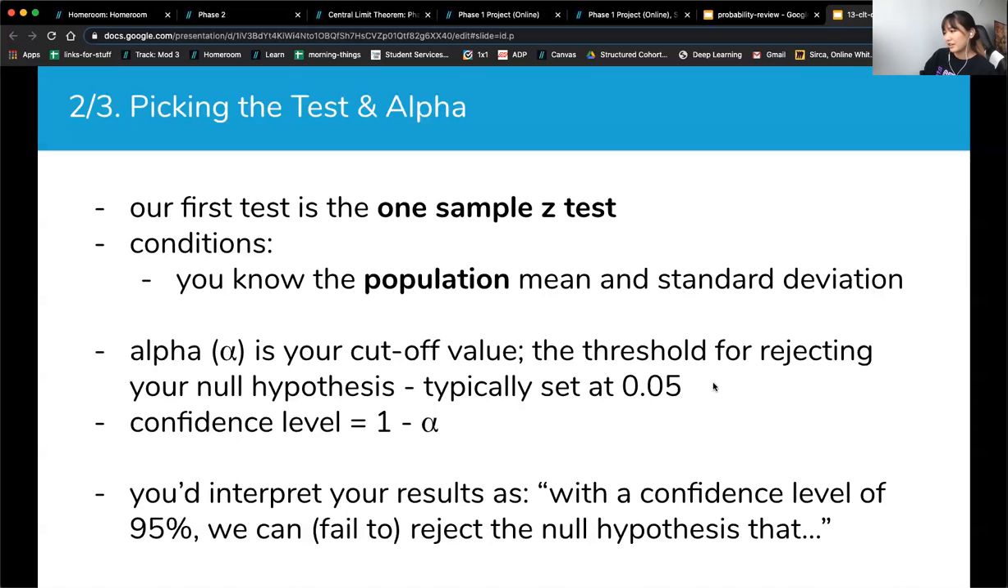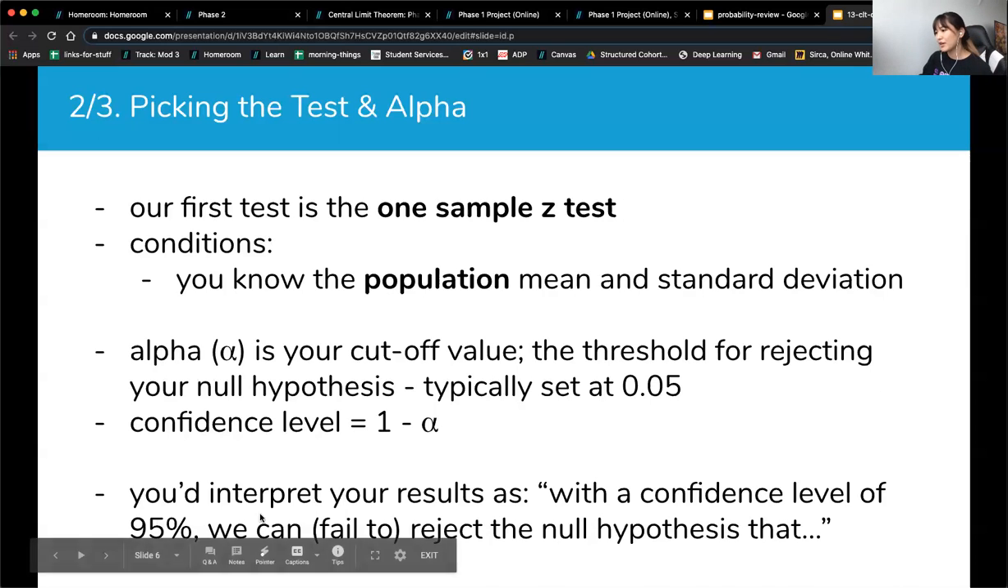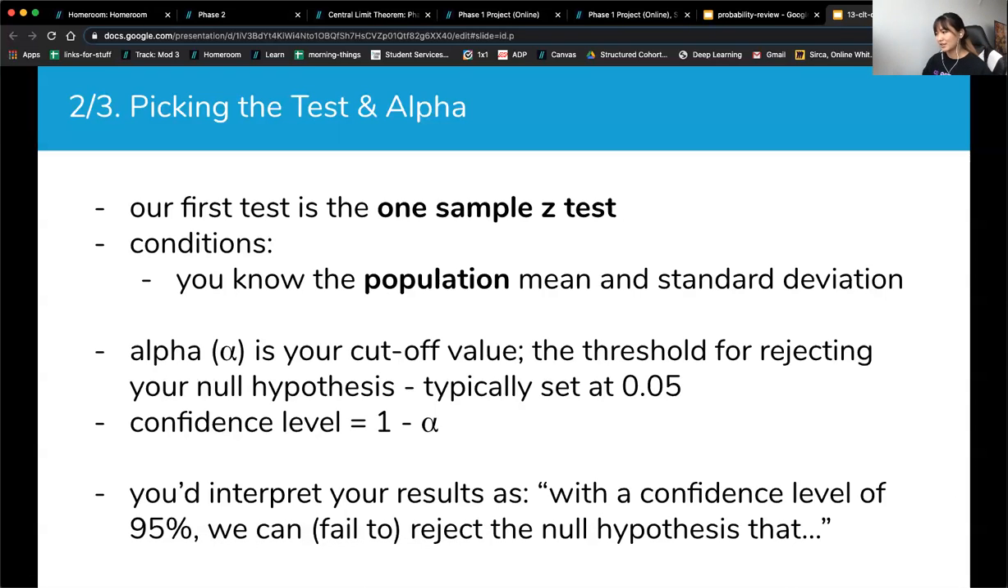So alpha is your cutoff value. And then the way you would interpret your results, you would interpret them by saying with a confidence level of 95%, or you can also say with an alpha set at 0.05, we can reject or fail to reject the null hypothesis that, blah, blah, blah, tutoring had an effect or didn't have an effect. So that's how that ties into the statistical test.